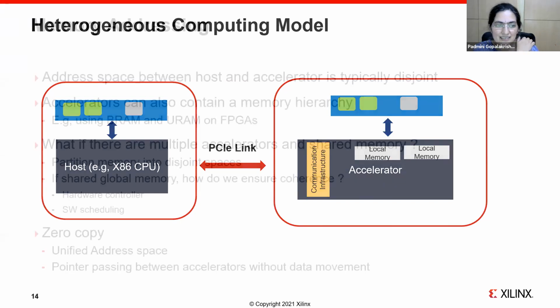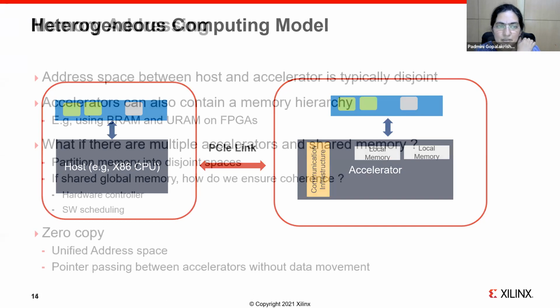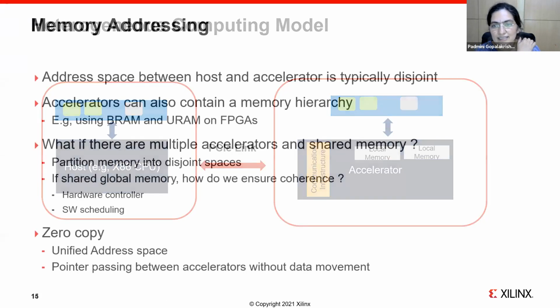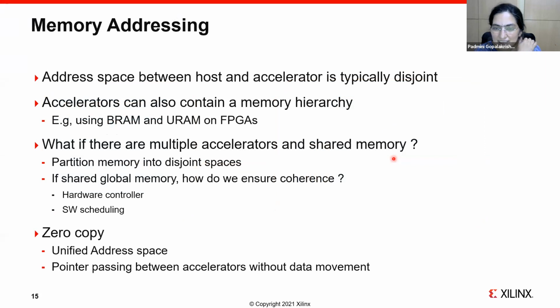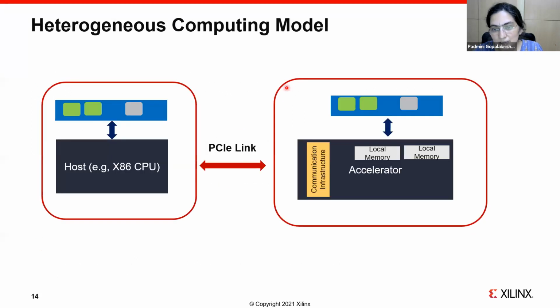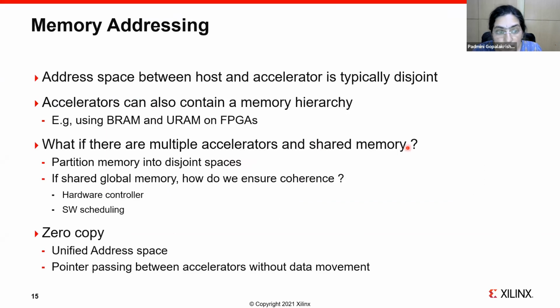So now typically, you try to keep the address space between the host and the accelerator disjoint. And the reason for doing that is it makes the memory management much easier. And as we discussed, accelerators can also contain a memory hierarchy. So for example, you can use block RAM and DRAM on FPGAs. Now you could also have a case where there are multiple accelerators. For example, I could have a board with 8 FPGA chips and some global memory on that board. And what do we do then?